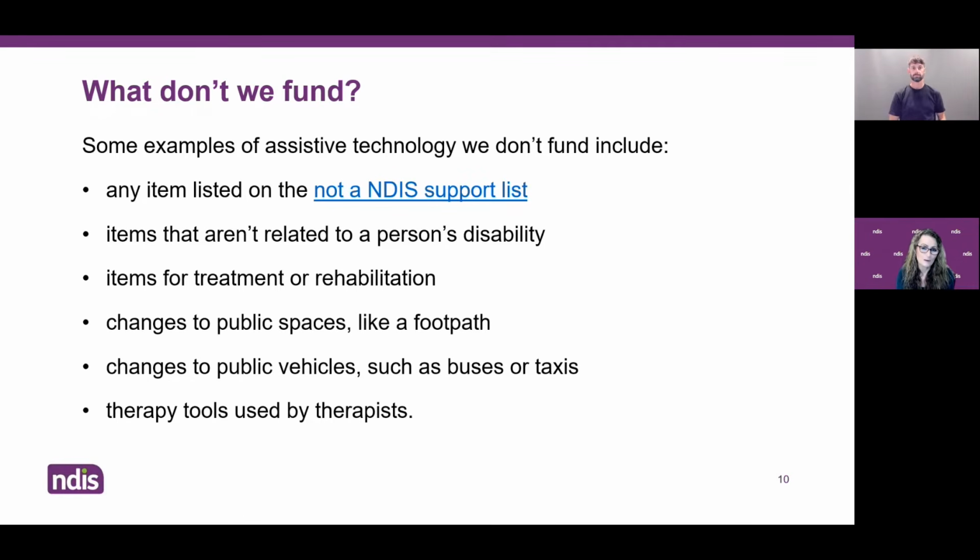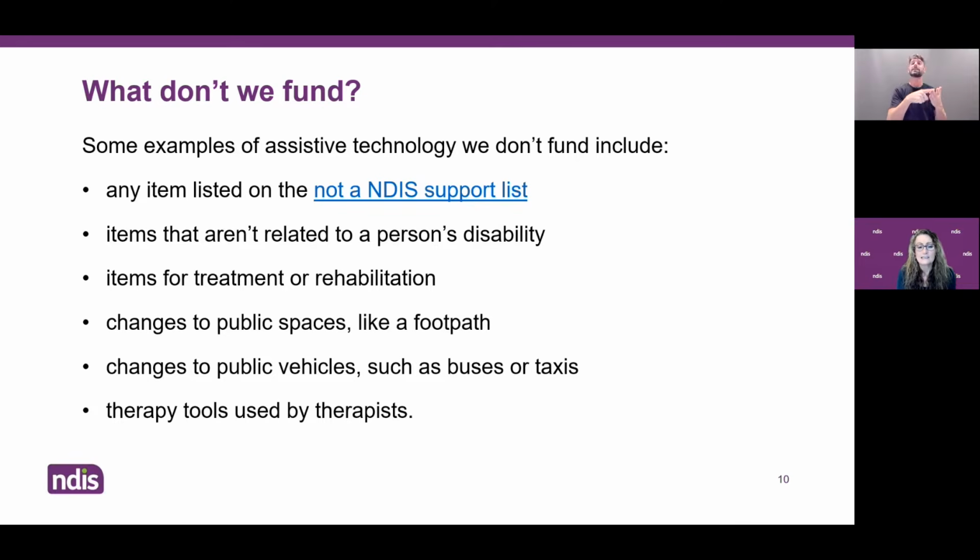And not all equipment or technology is AT. We don't fund general items that everyone needs. Many people use some equipment as part of their everyday lives. For example, a standard microwave oven to cook food. We might fund the additional cost of adapting general items for the person's disability.